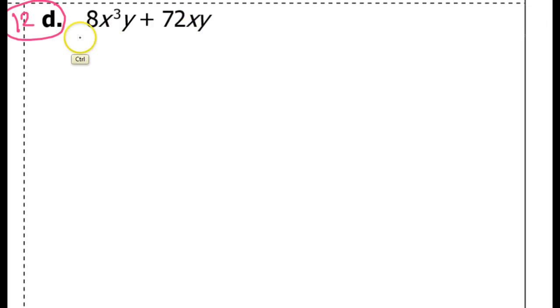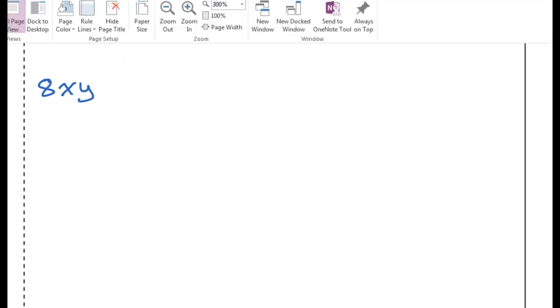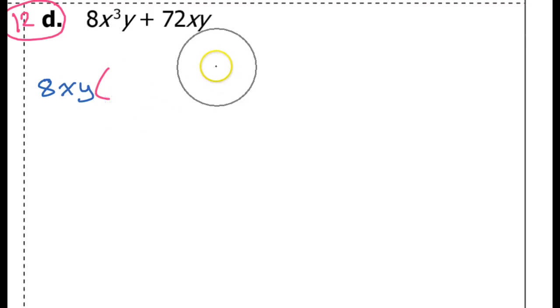Okay, GCF. Well, both of these are divisible by 8. So I know 8 is going to be part of this GCF. Variables. They both have x's. The lesser amount is just x. They both have y's. Well, who am I kidding? They both have exactly one y, so that's how many I pull out. That's going to leave some leftovers in the parentheses like you do. To find out what goes in the parentheses, we divide by the GCF. We divide by 8xy.